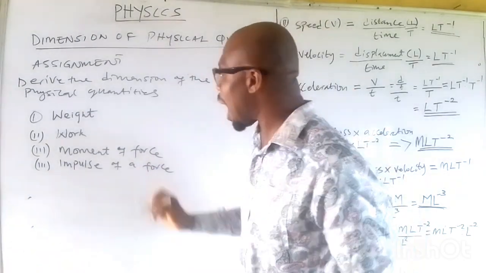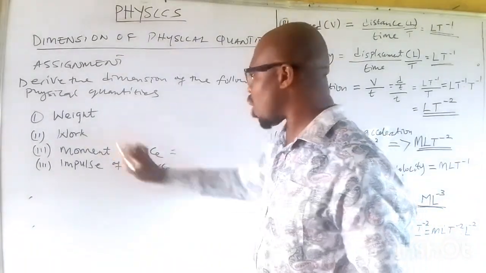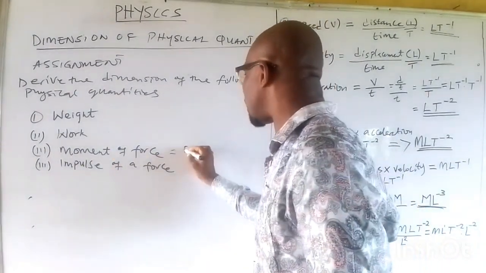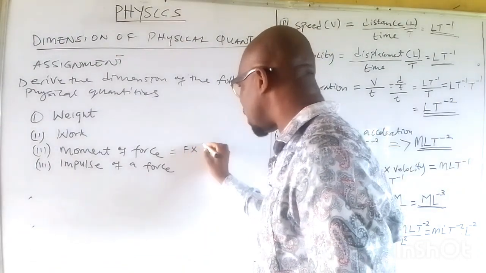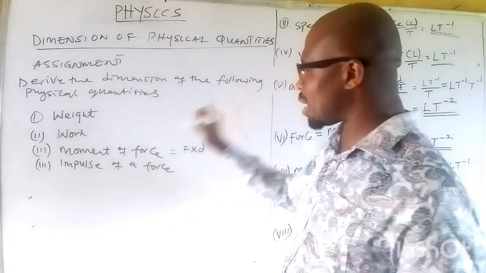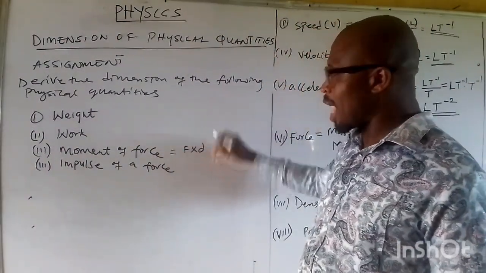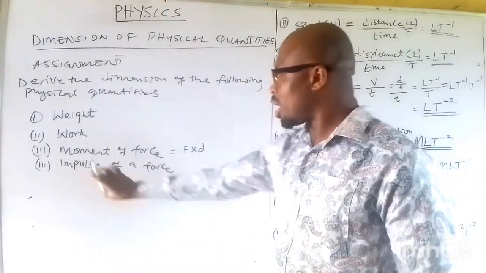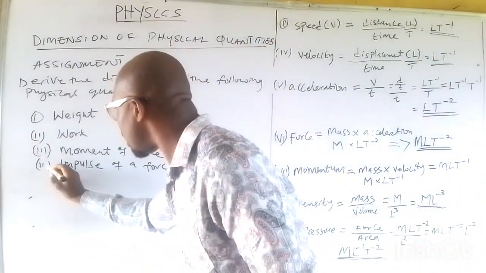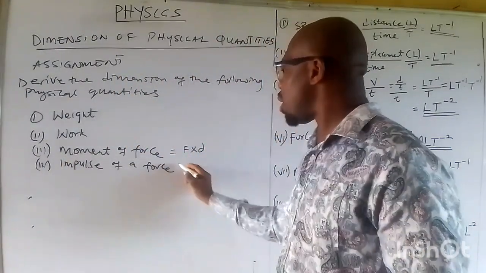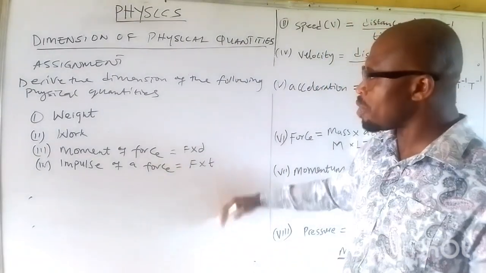Now, I will help you with this. Moment of force is force times perpendicular distance. Force times distance, let me use the letter D. Force times distance is moment of force. So, having given you the formula, I expect you to get the dimension. Now, we have the fourth one, the impulse of force. Impulse of force is the product of force and time.